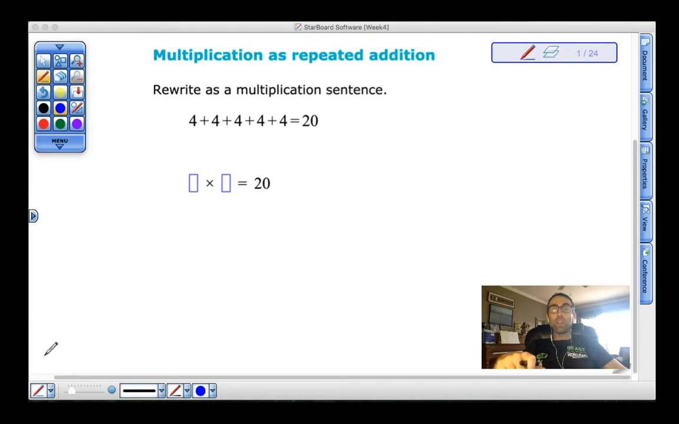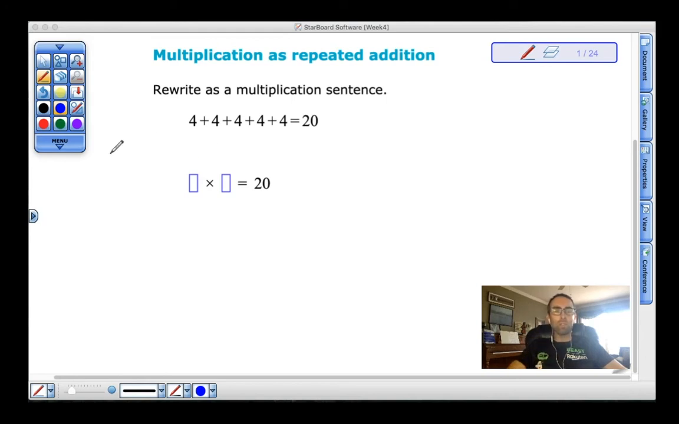Let's get started with today's lesson. Last week we were learning about addition and subtraction without using a calculator. Now we're going on to multiplication and division next week, but multiplication is what we're going to focus on this week. Starting off with one of our examples here, multiplication as repeated addition.